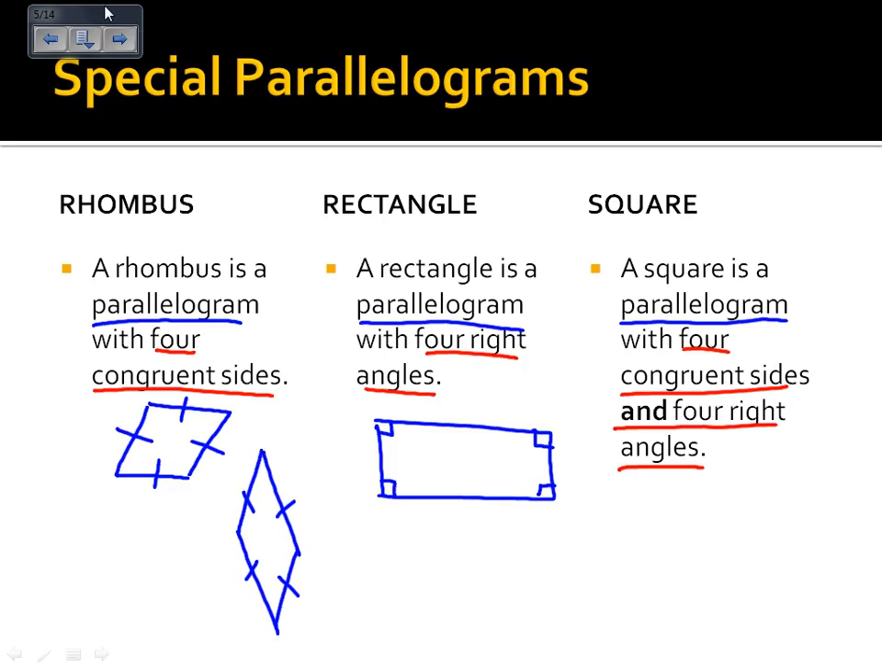A square. Notice that the square has both of these combinations. It has all four congruent sides, just like the rhombus, and it also has all four right angles. Okay? Does that make sense here? Anybody still writing that down or drawing that down?